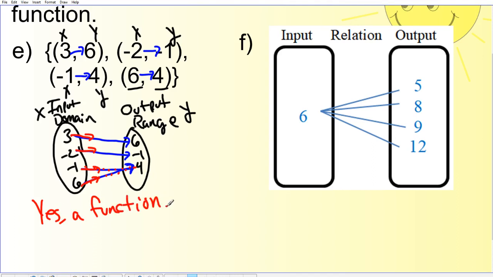Okay, letter F. The mapping diagram was already made for us. We did not have to make one. So now we just had to figure out, is this a function, yes or no? And hopefully you said no. Look at this dude. He has 1, 2, 3, 4 different answers. So when I plugged in this number one time, it gave me 4 different answers. That is a huge no. No, this is not a function.